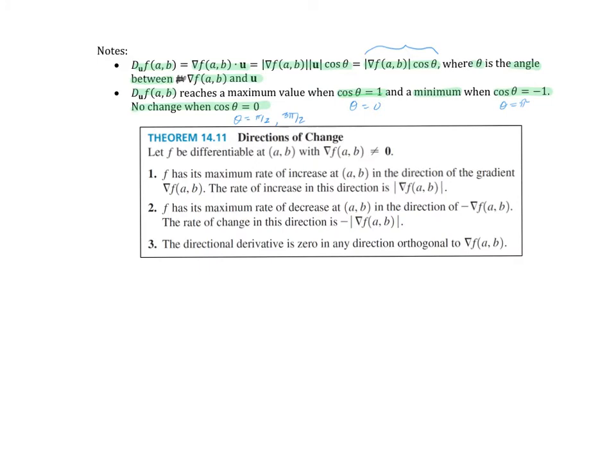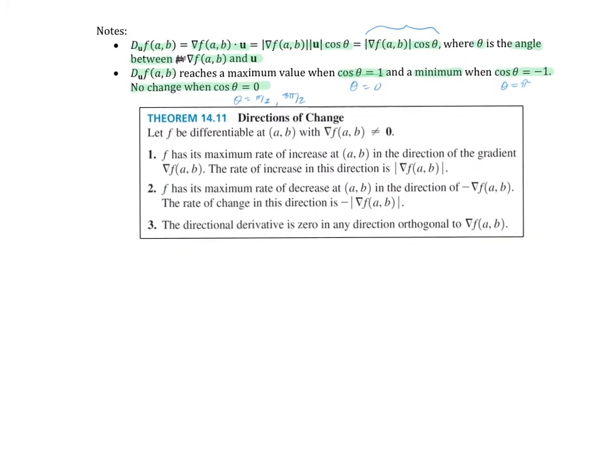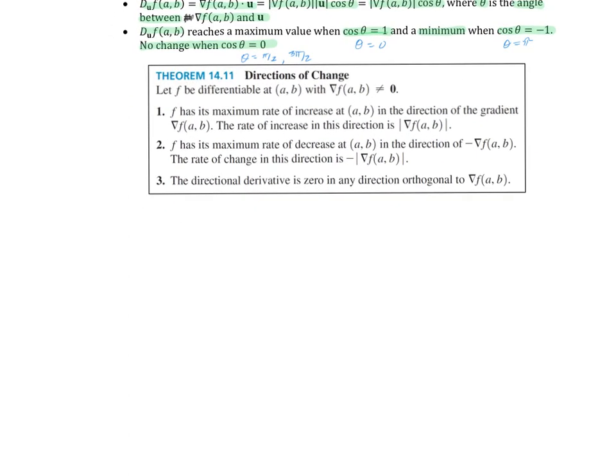So these properties bring us to our next theorem, which is a really important theorem because it tells you where you find your minimum, maximum rates of change and where you have no rate of change. So let's say that we have this differentiable function and we're looking at a particular point (a, b). And here we're assuming that the gradient vector is not the 0 vector. So we're going to have the maximum rate of increase in the direction of the gradient vector. The rate of increase is simply the magnitude of that gradient vector.